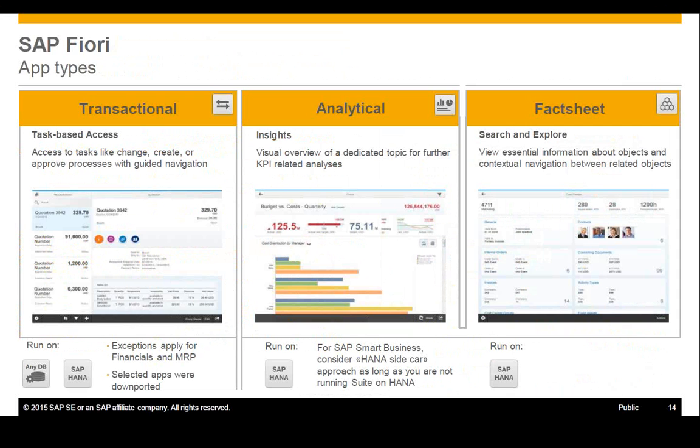In the Fiori app types, they have been divided into 3 categories. So there are apps which carry out the transactions. For example, create sales orders, track sales orders, approve purchase orders, and so on and so forth. So there are apps which are transactional in nature, which have a bidirectional integration, back and forth with your ECC and other applications in the background. They can run on any database. They can run on HANA.